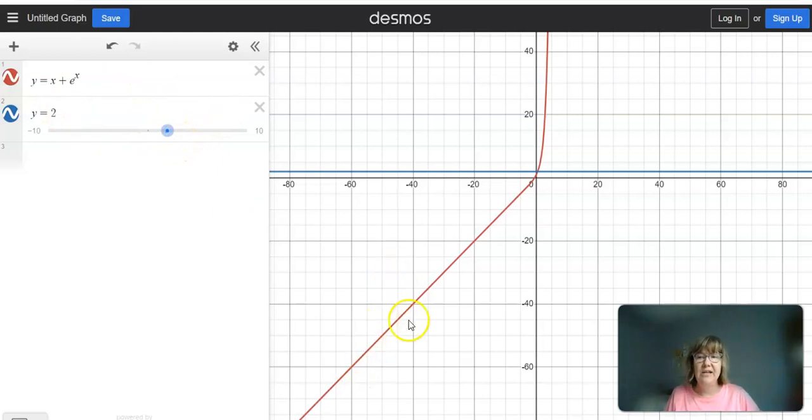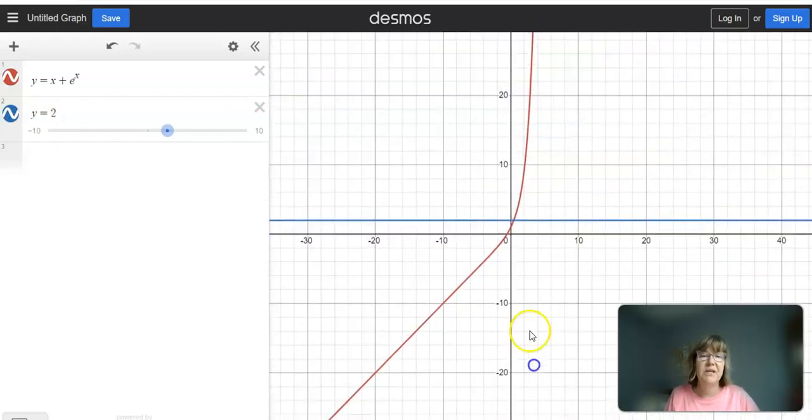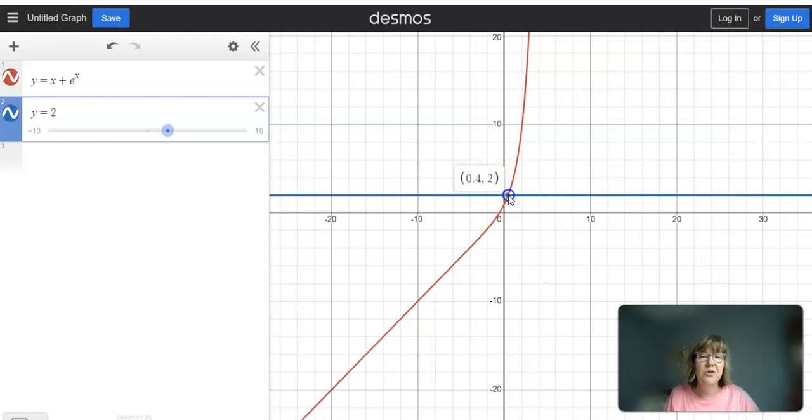And so that x plus e to the x is this kind of weird red looking thing. And then this is a constant at 2. And so if I just zoom in here, this crosses right there, okay? And so my x is 0.4.